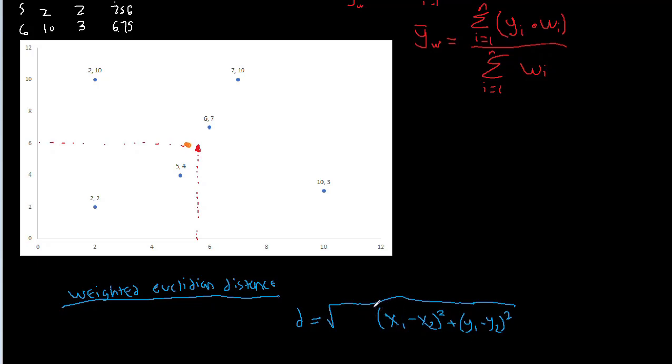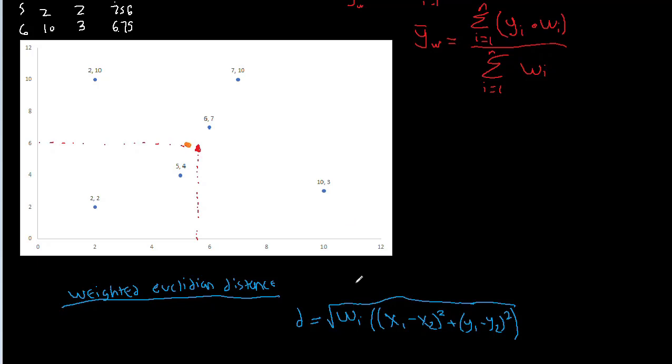So what we're going to do to weight it is much the same way that we weighted the mean. We're just going to multiply this whole thing times whatever weight we have for that point. We're going to calculate the distance just like we did before, and then multiply it by the weight of whatever feature it is we're trying to weight.